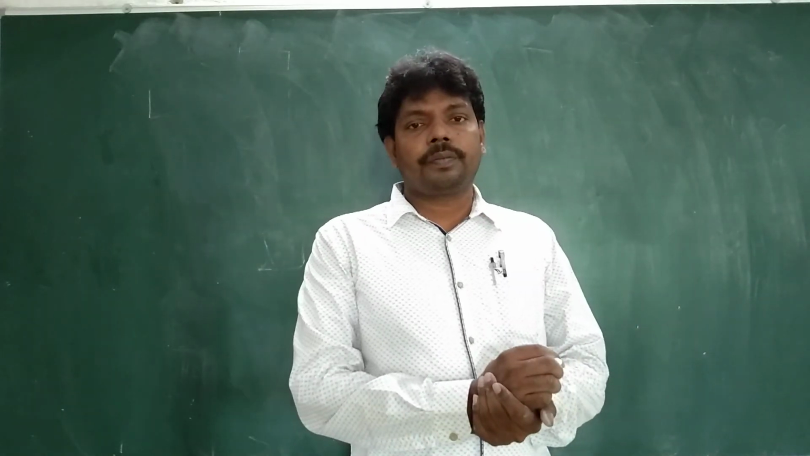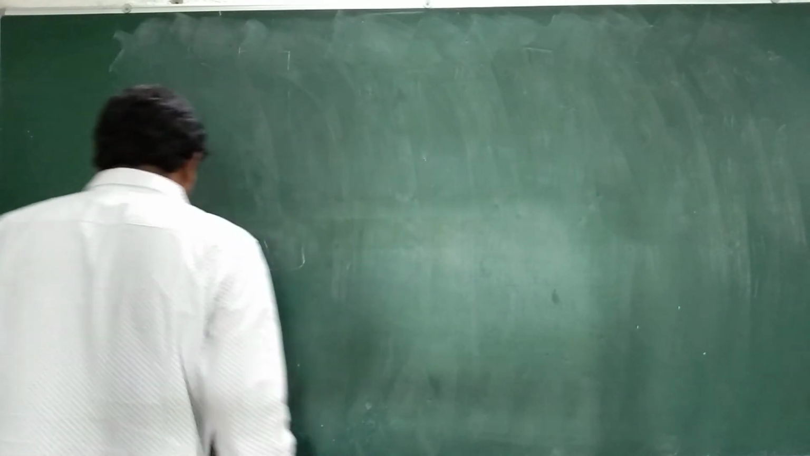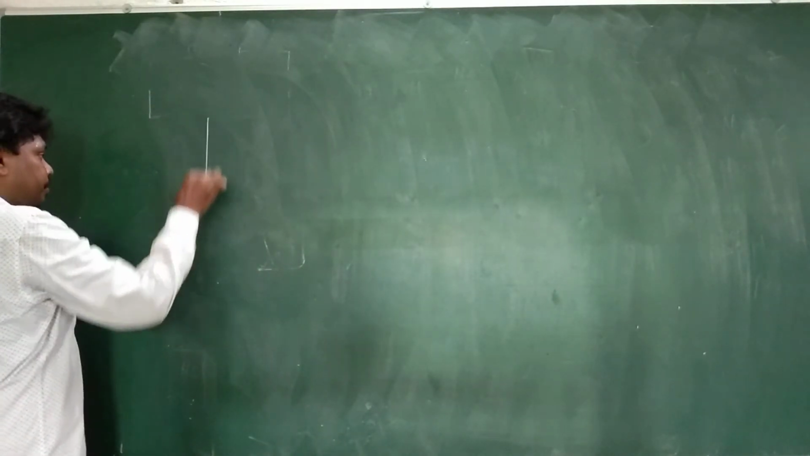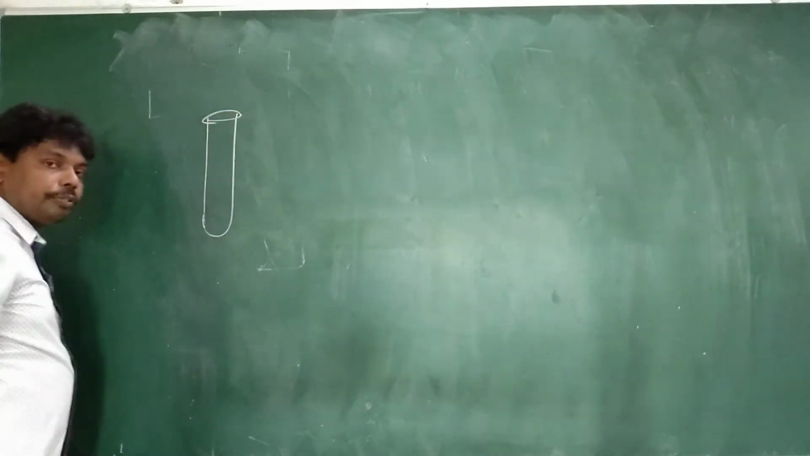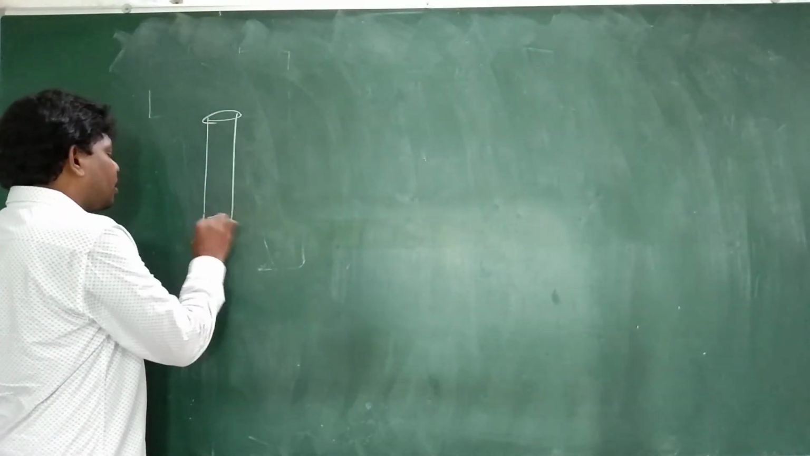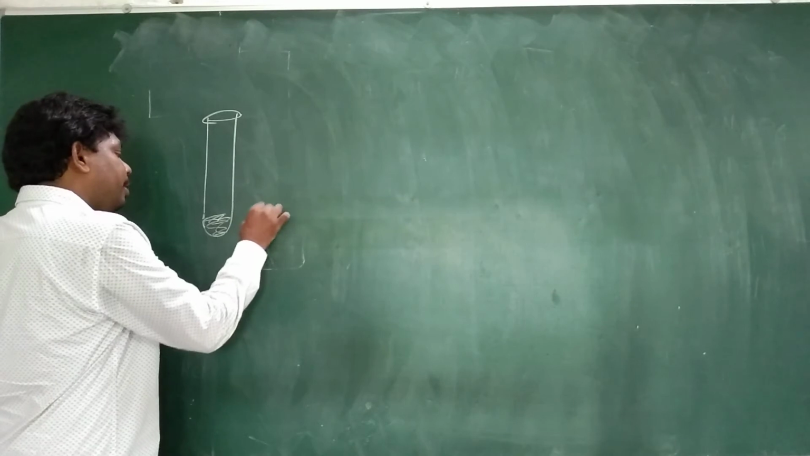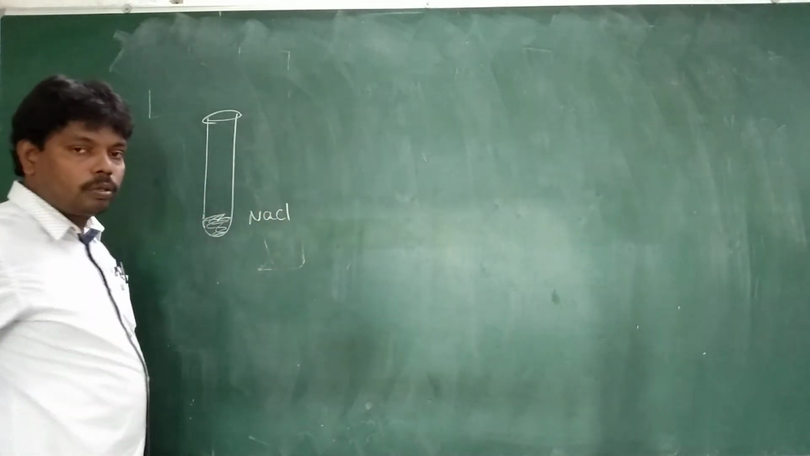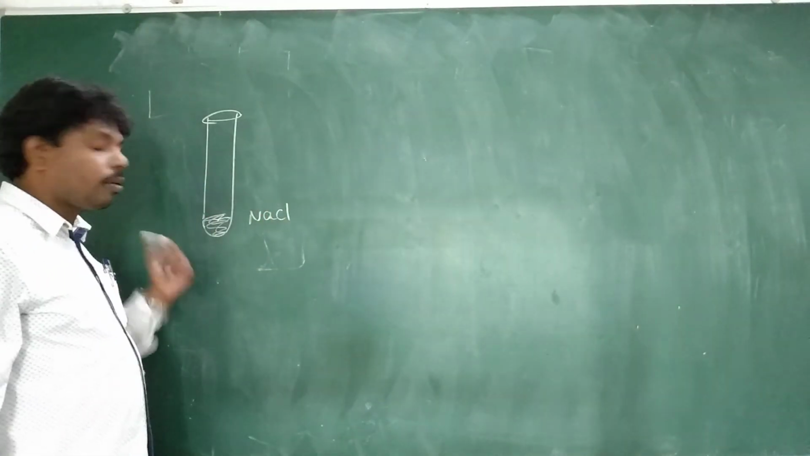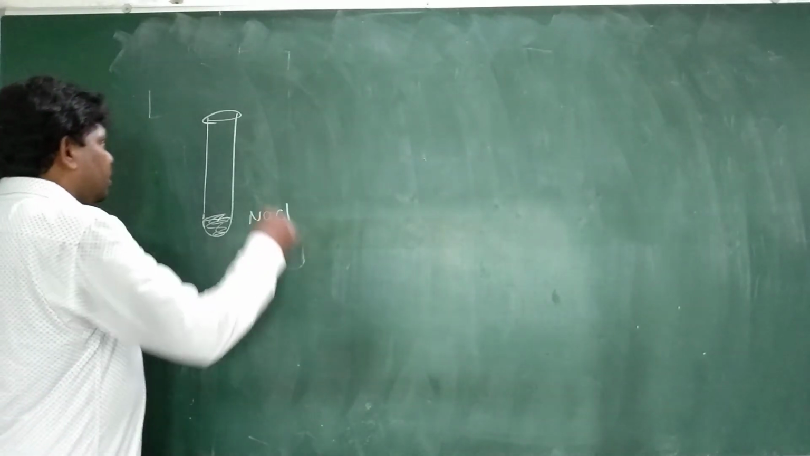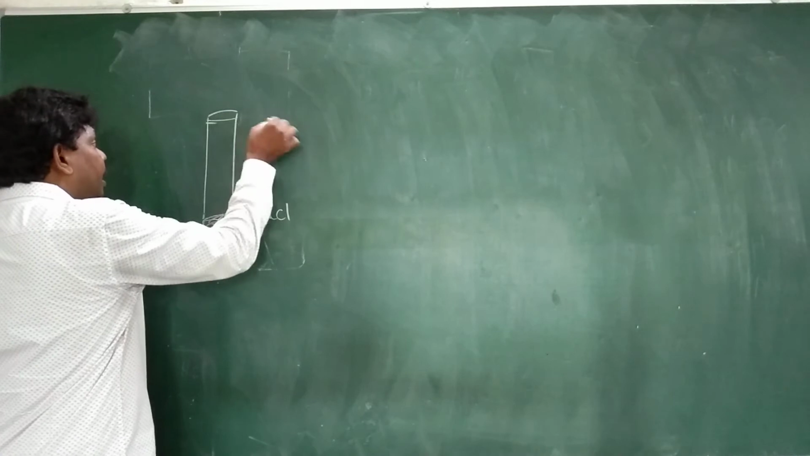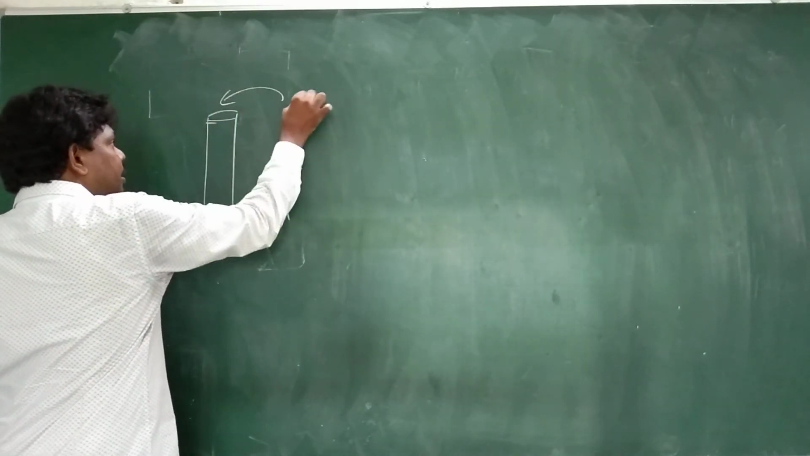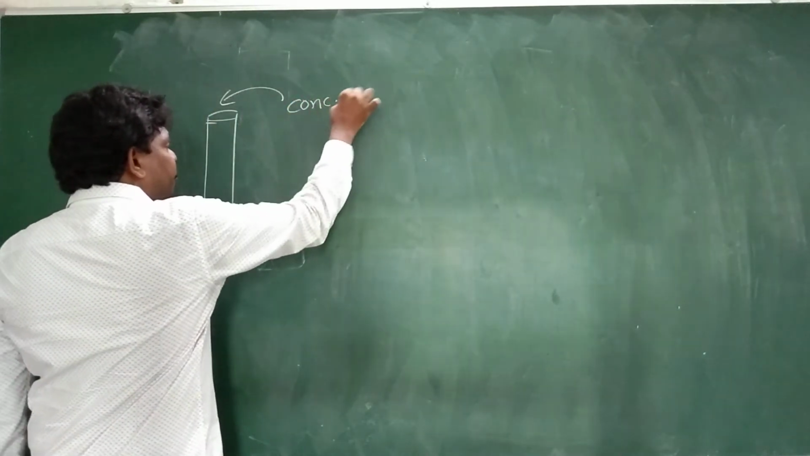Let us see. Take a boiling test tube, which is somewhat bigger than a normal test tube. Take a certain amount of NaCl, sodium chloride, about 2 grams. Then next, add concentrated sulfuric acid.